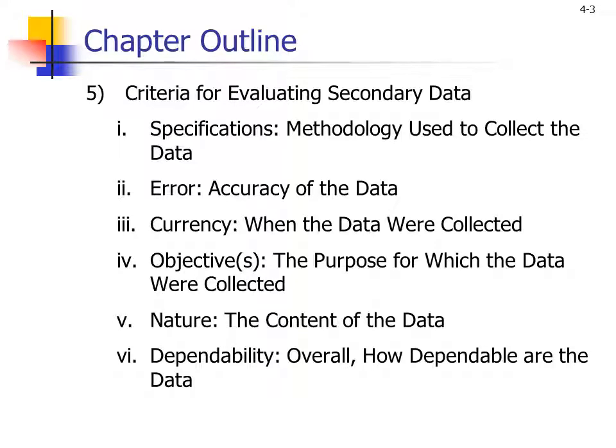After reading this chapter, the student should be able to define the nature and scope of secondary data, distinguish secondary data from primary data, analyze the advantages and disadvantages of secondary data and their uses in the various steps of the marketing research process, and evaluate data using specification, error, currency, objectives, nature, and dependability criteria.